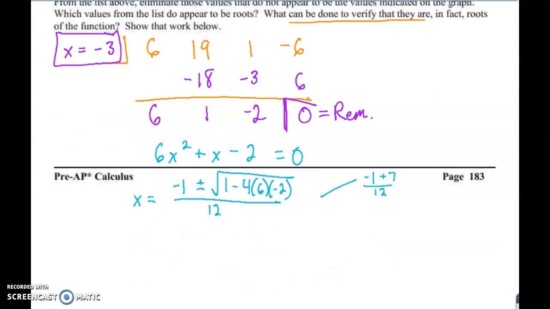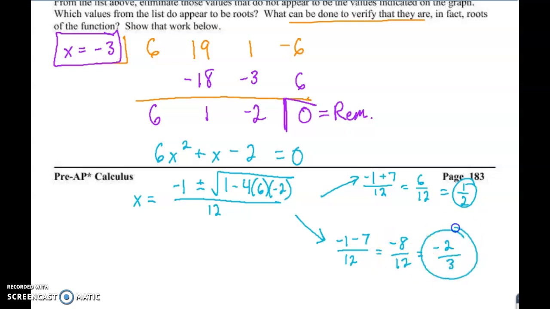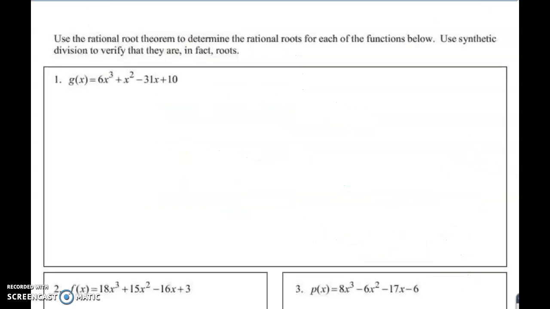Give myself a little bit more room. And -1 minus 7 divided by 12. Well, this gives me 6/12, which is 1/2. And then this one gives me -8/12, or -2/3. And each of those were also rational roots that we could have guessed and checked until we get there. So the better you are at guessing, the quicker this will go, actually. And there are other ways, like using a graphing calculator to get the best estimates.